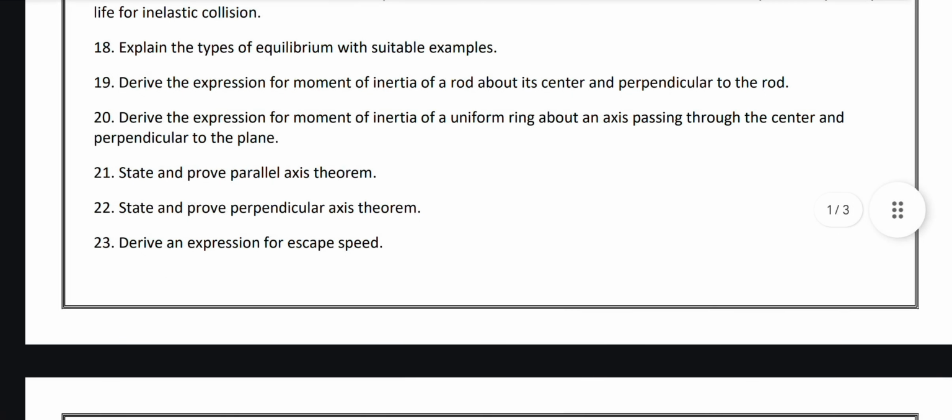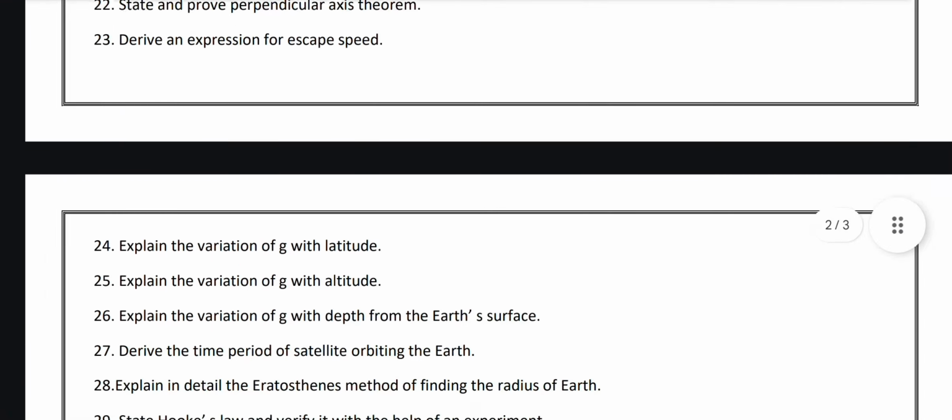20th, derive the expression for moment of inertia of a uniform ring about an axis passing through the center and perpendicular to the plane. 21st, state and prove parallel axis theorem. 22nd, state and prove perpendicular axis theorem. 23rd, derive an expression for escape speed.